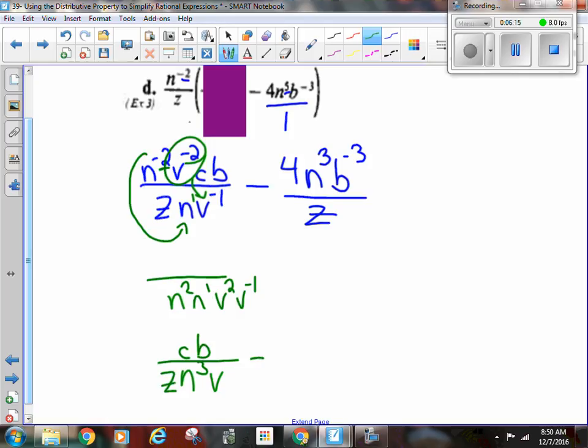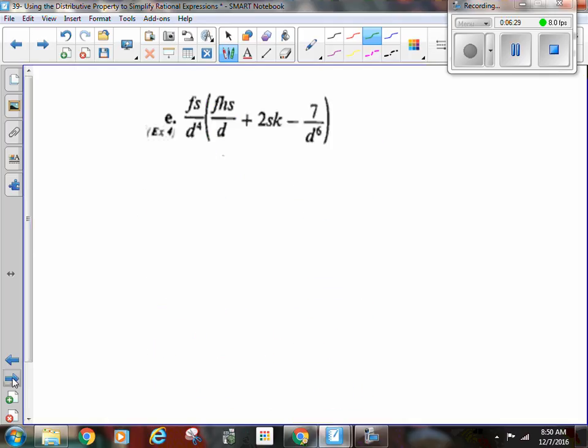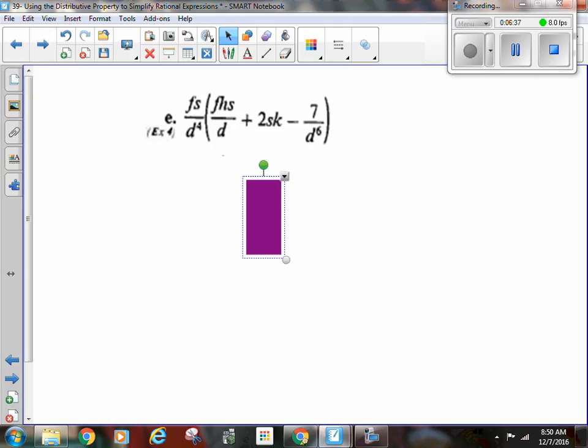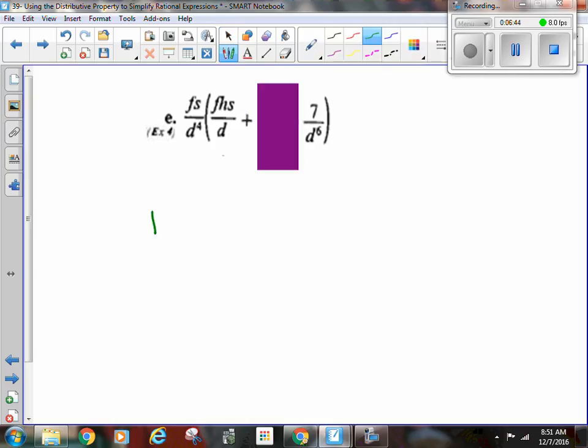Okay, and in my second term, the only thing I have to take care of is this b to the negative 3rd. It moves down to the bottom and becomes positive. And now I look at it, no like terms because they do not have the same variables to the same exponents. All right, now this one, same idea, except it has 3 terms. We're not doing anything different with it though. Okay, so just ignore these 2 terms, the second 2 terms. Okay, so I have an f and an f, so I get f squared, h, and then I have 2 s's, and I end up with d to the 5th.